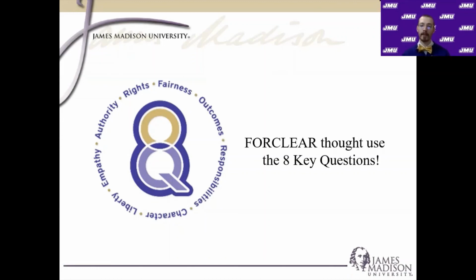It is important to remember that ethical reasoning is a skill set, so the more we use it, the better we get at asking questions, analyzing, and making informed decisions.